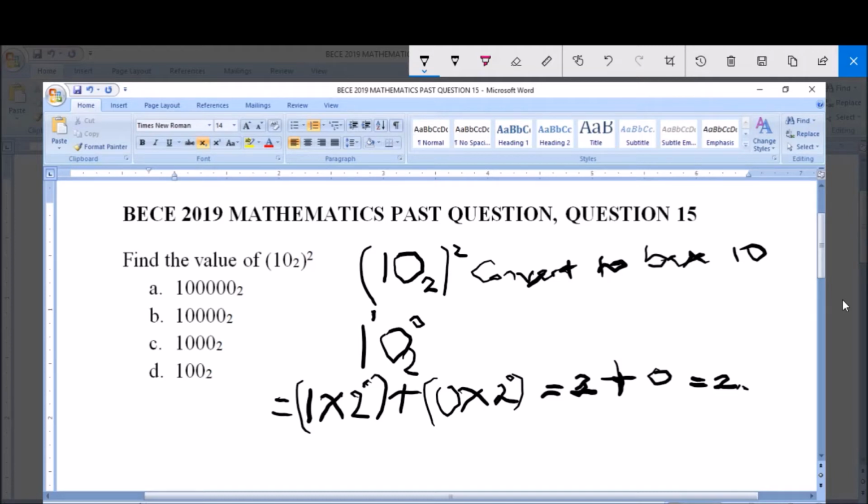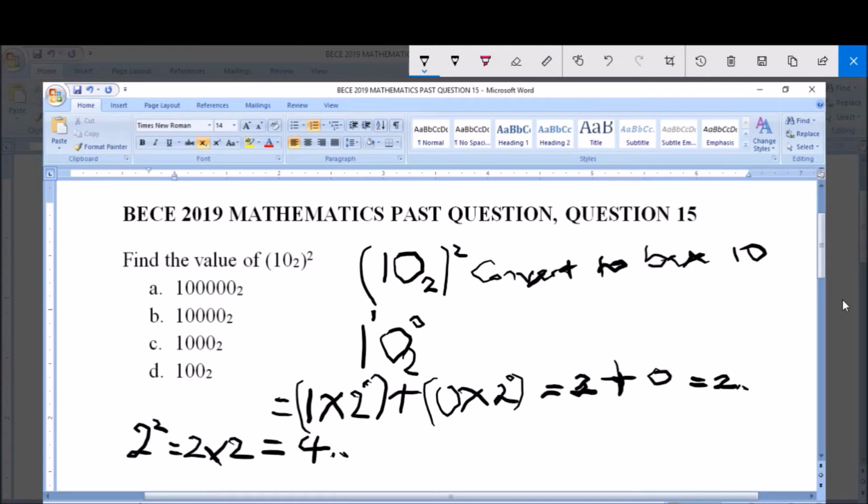So that means we are simply asked to find the square of 2. And like we know, the square of 2 simply refers to 2 times 2, and this is equal to 4 in base 10. Now we've gotten our answer, because we were to find the value of 10 in base 2 squared. Now we converted this number to base 10, which is 2, and then we squared this number by multiplying it by itself, and we have 4 in base 10.